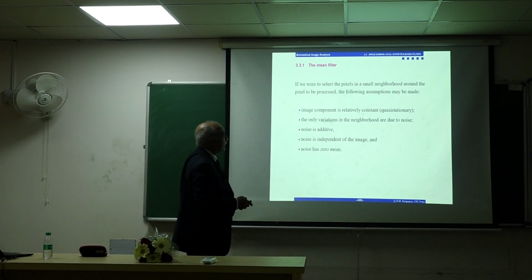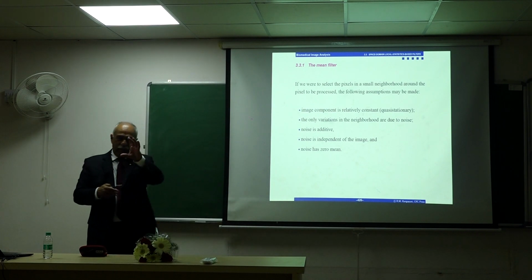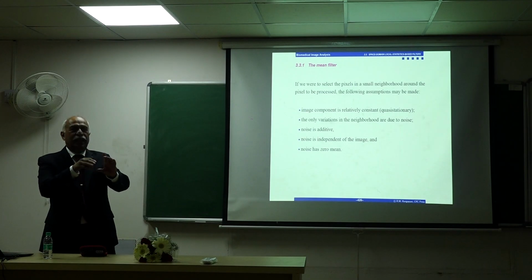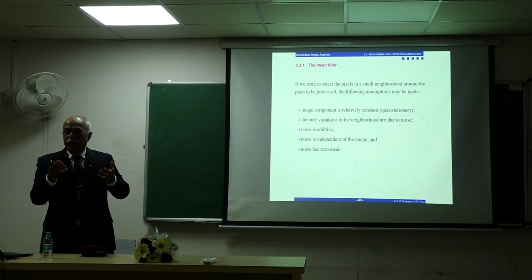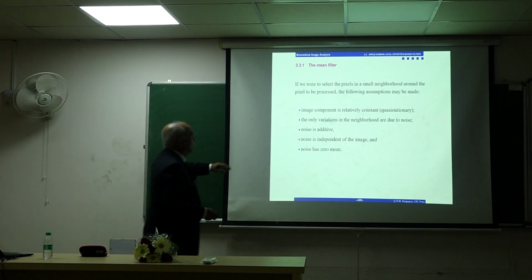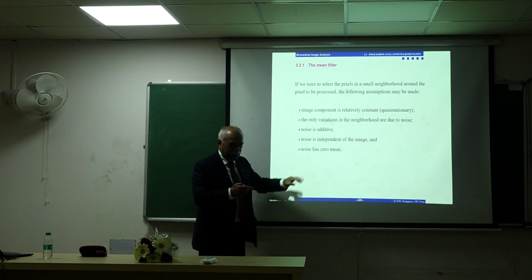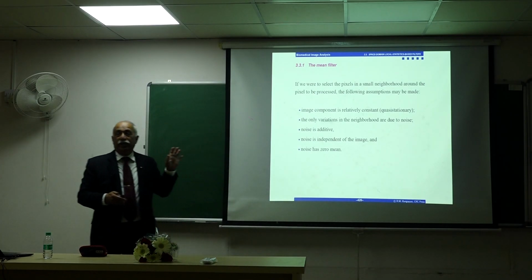The only variations in the neighborhood are due to noise. That is, all the pixels in that window are related to the signal at that location, and the variation among them is only due to noise. So by averaging, noise is reduced. Noise is additive, noise is independent of the image or signal, and noise has zero mean. These are the assumptions made.